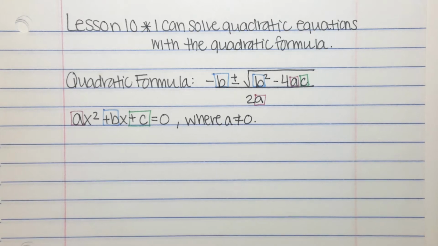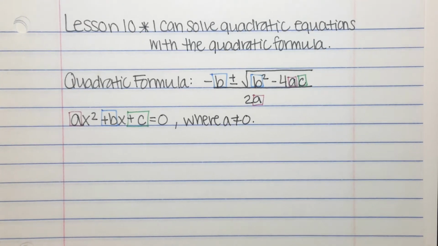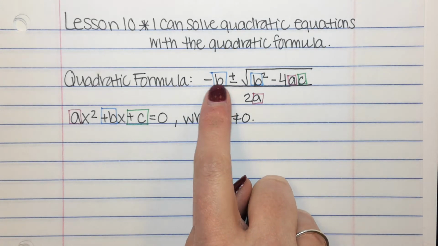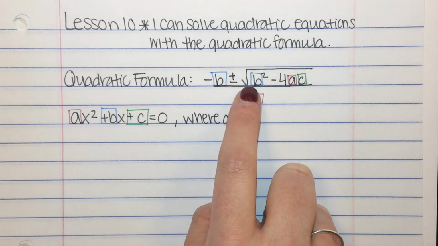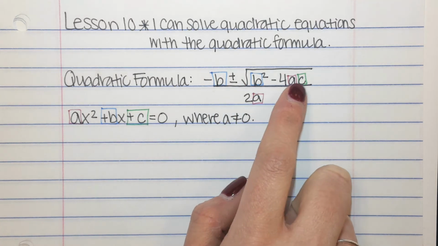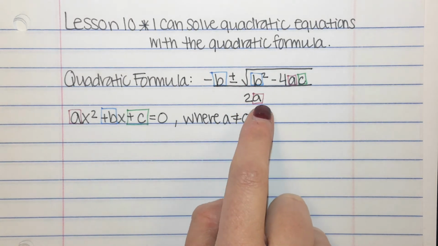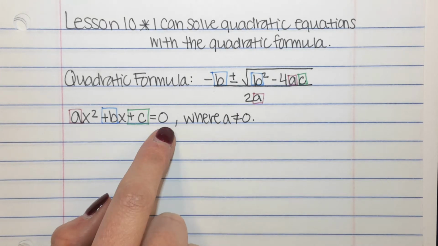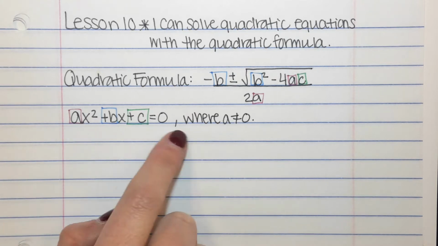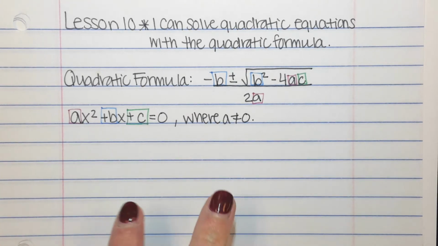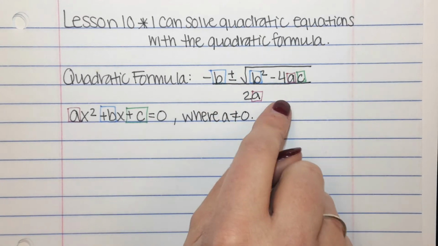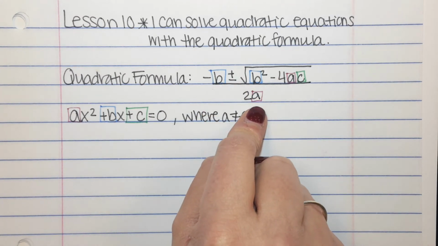So hopefully you've seen the quadratic formula before. Hopefully this is not brand new information to you, but working with it might be. So we have negative b, or we like to say the opposite of b, plus or minus the square root of b squared minus 4ac all over 2a. Now, you're given ax squared plus bx plus c equals 0, where a is not 0. So this is a quadratic. We know we have two solutions for a quadratic, and that's why we have the plus or minus here. So the plus gives you one solution, the minus gives you the other, okay?